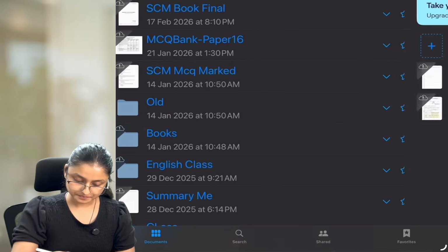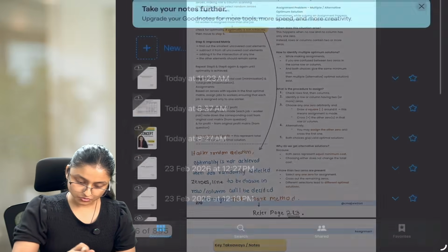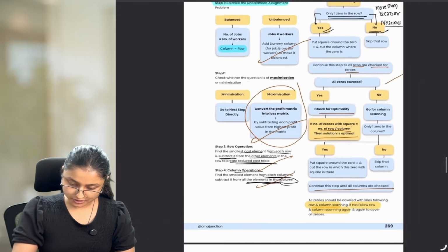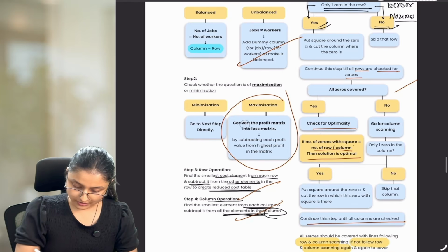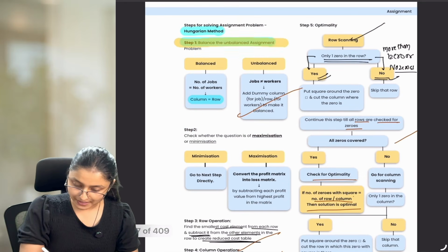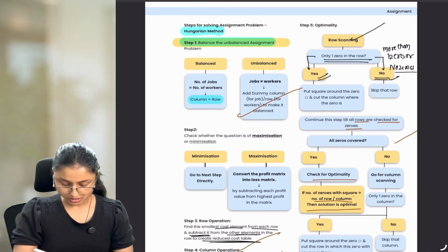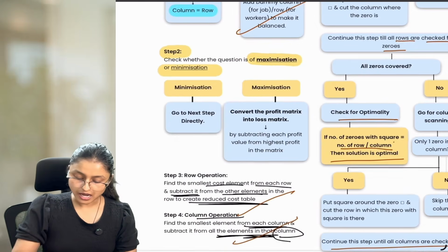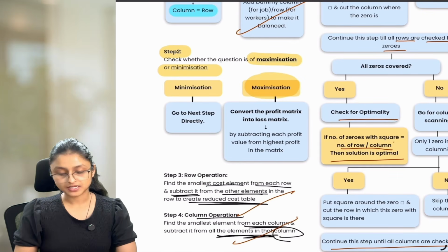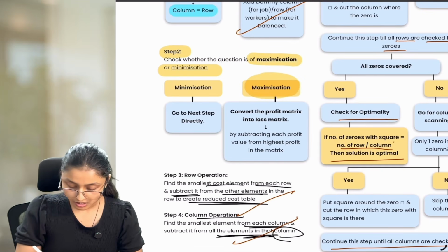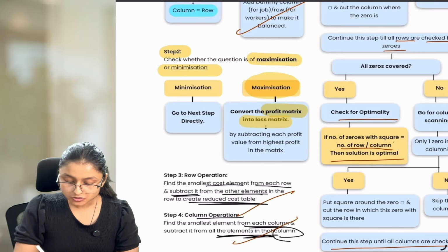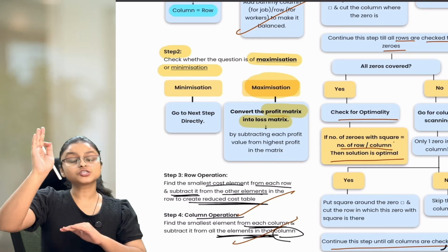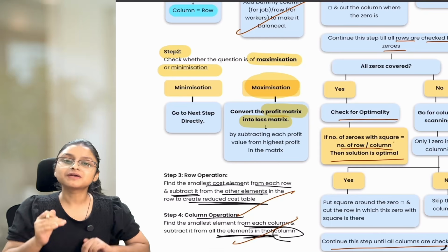Now, let's understand what to do when the question is of maximization. This we have not seen till now. Let's see that. First, you need to check this balance situation which is there in our question. Now, step number 2 is check whether the question is of maximization or minimization. Our question is of maximization. And if the question is of maximization, convert the profit matrix into loss matrix. Profit matrix into loss matrix means your maximization question should be converted into minimization question.